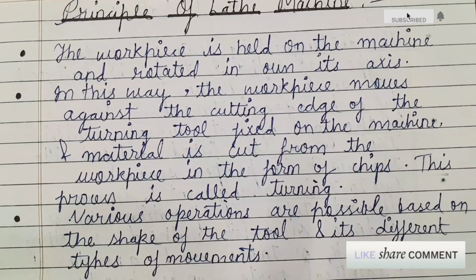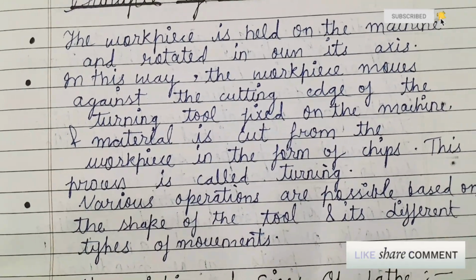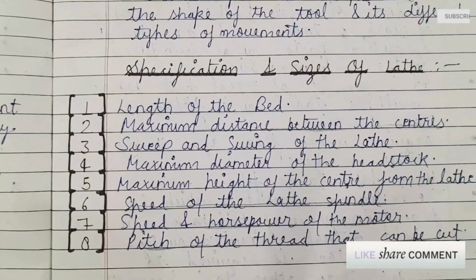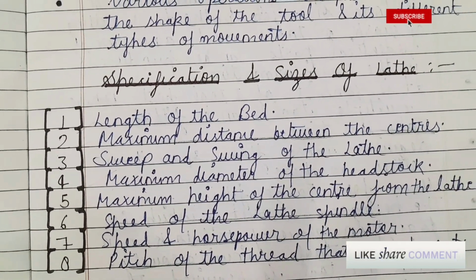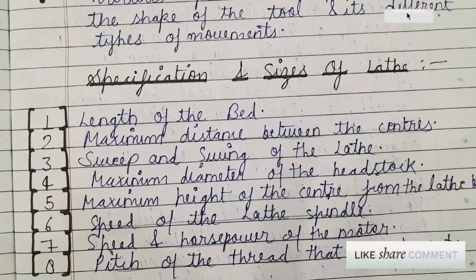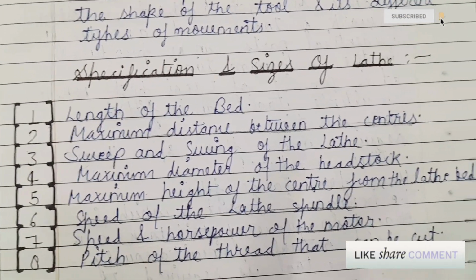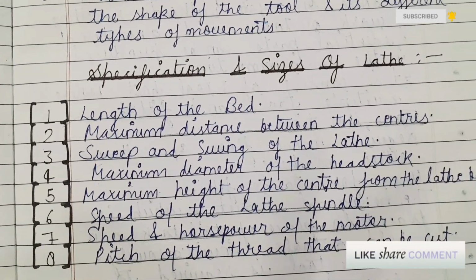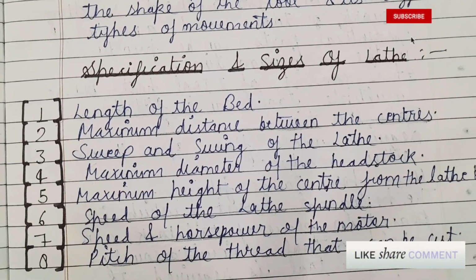Various operations are possible based on the shape of the tool and its different types of movement. Its specifications are the length of the bed, maximum distance between the centers, sweep and swing of the lathe, maximum diameter of the headstock, maximum height of the center from the lathe bed, speed of the lathe spindle, horsepower of the motor, and pitch of the thread that can be cut.